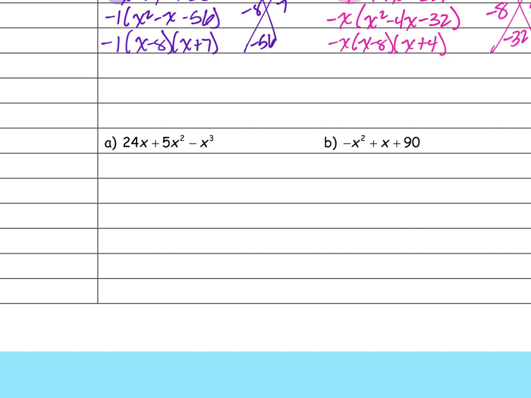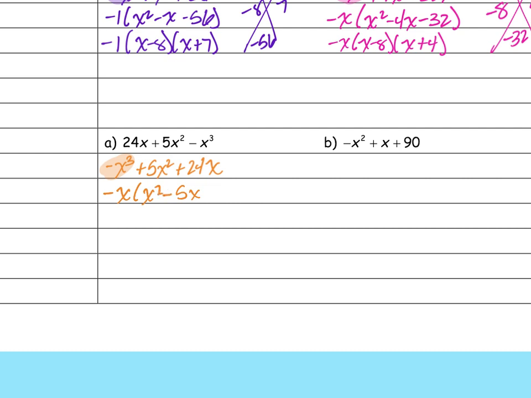So I need to write it in order first. So I've got negative x cubed plus 5x squared plus 24x. And then I need this to be a positive, plus it's got an x in every term. So I'm going to factor out a negative x. So I've got x squared plus 5x. Oops, not plus 5, sorry. That should be a minus 5.